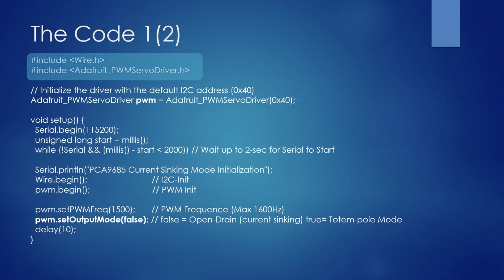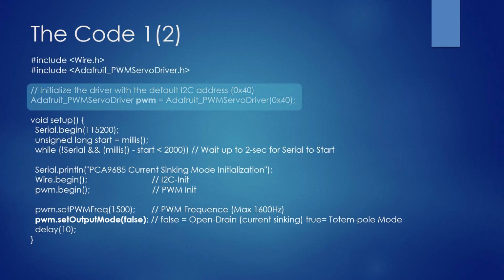First, we include the wire library needed for the I2C bus. And then the PWM servo driver. I'm using the Adafruit driver. There are others, but I'm used to this one. Then we're initiating the driver at the default address with the name PWM. Frequency is set per board. All 16 channels will have the same frequency.